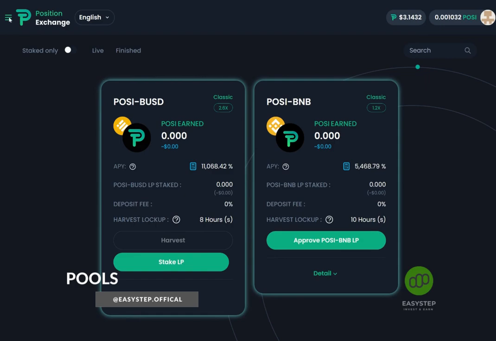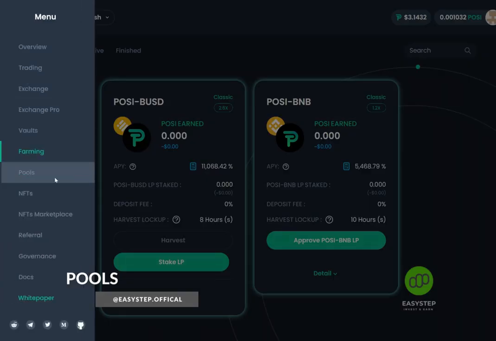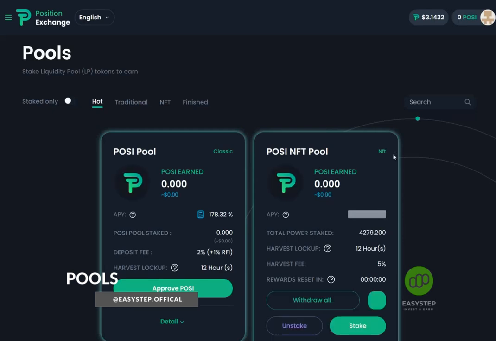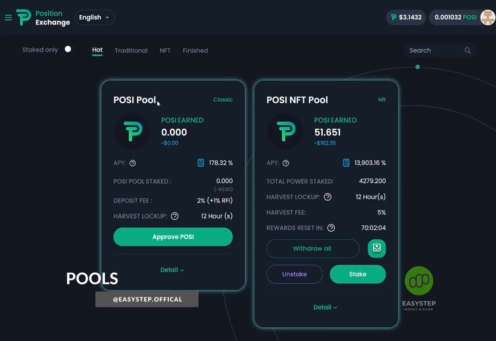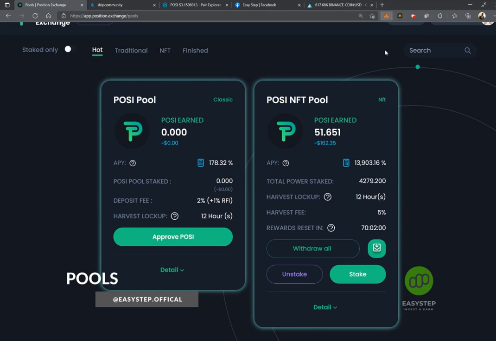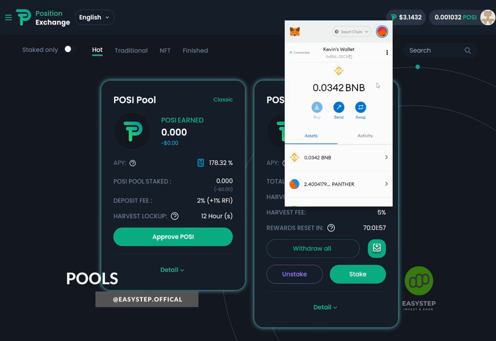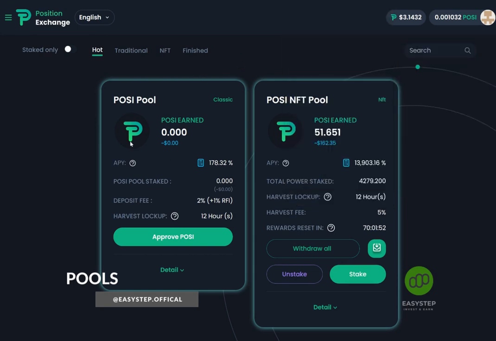So that's farming. So let's go over to the pools here. Now in the pool, we have the POSI pool and the POSI NFT pool. And the POSI pool is a single asset stake with the POSI token. Okay, so you only need to have POSI. You don't have to create an LP. You'll just take your POSI balance and you can stake that in this pool here. Now, as you can see, the APY is not nearly as high as the other stakes on Position exchange.